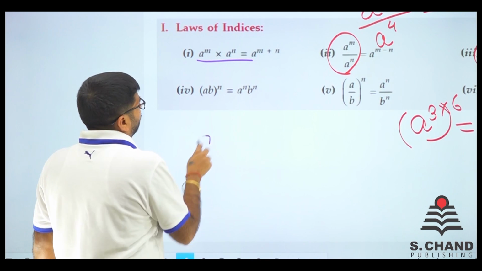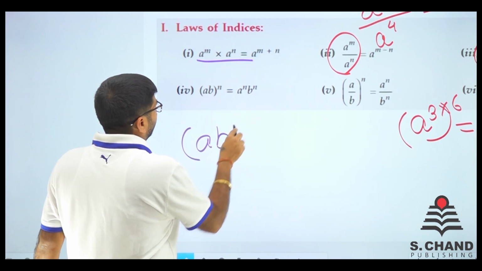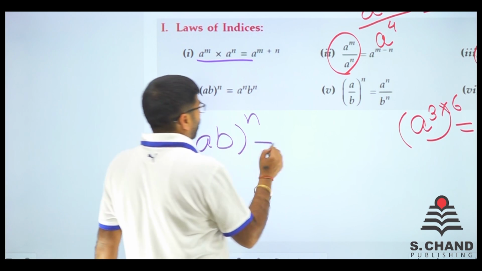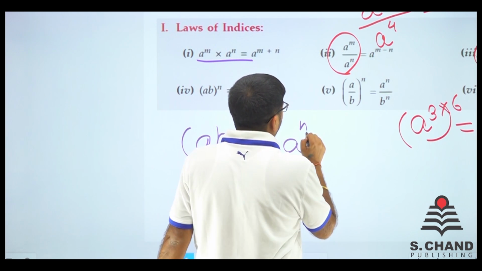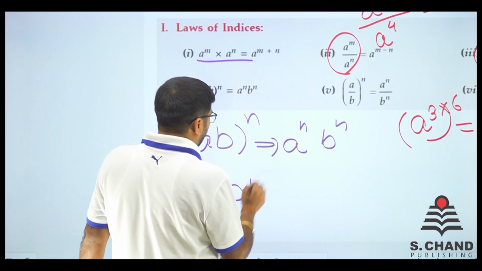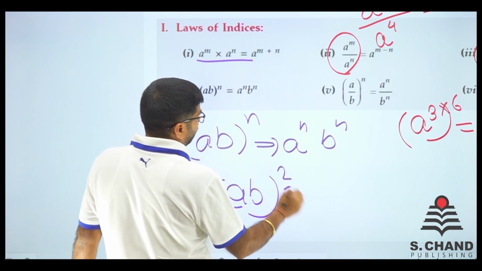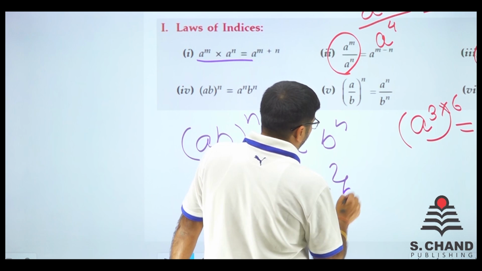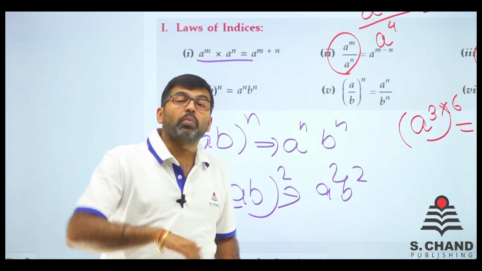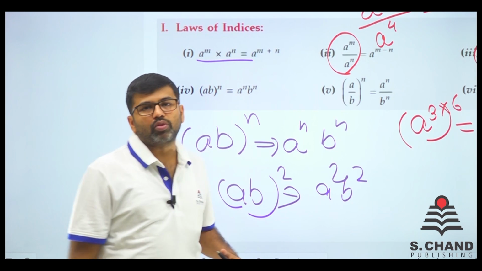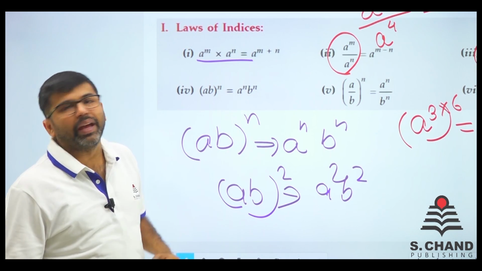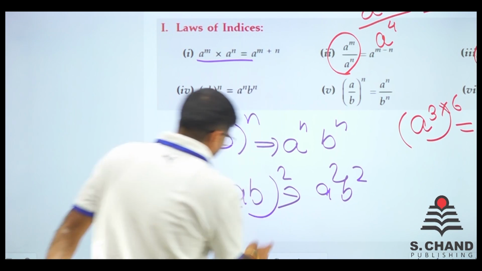If there is a common power, say for example a into b, and common power n, what we'll do is a raised to power n and b raised to power n. Say for example it is like (ab) whole square, that means a square or b square, that is (ab) whole square, what you generally take as common. So (ab) in power n is a^n and b^n. Let's move on to the next one.